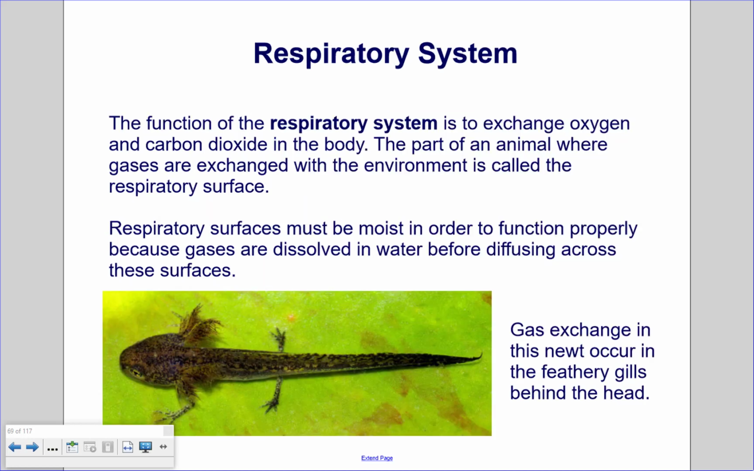Respiratory system. The function of the respiratory system is to exchange oxygen and carbon dioxide in the body. The part of an animal where gases are exchanged with the environment is called the respiratory surface. Respiratory surfaces must be moist in order to function properly because gases are dissolved in water before diffusing across these surfaces. For example, gas exchange in this newt occurs in the feathery gills behind the head.